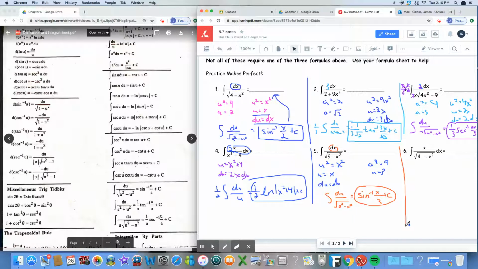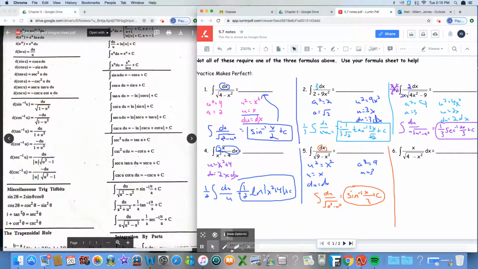All right. Now 6. Notice 6 has an x. It has an x squared. So it looks like it could be like number 5, but it has an x there. So just pick u as whatever is underneath. So old school, 4 minus x squared. The derivative of 4 minus x squared is -2x dx. I add a -2 there, which means I put a -1/2.